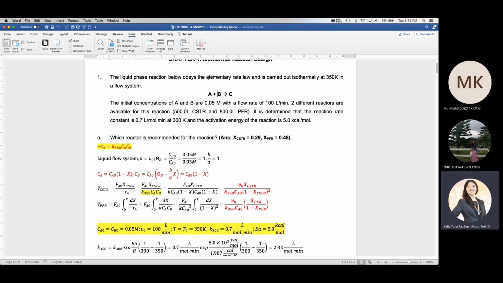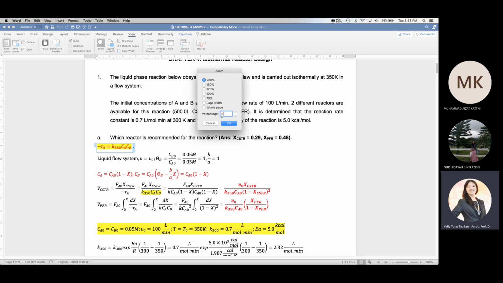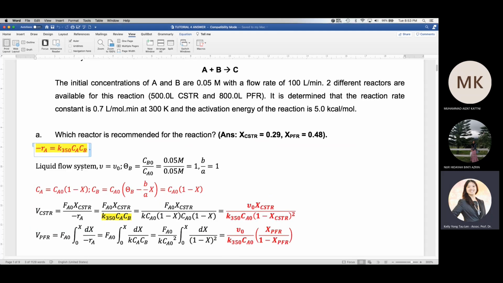However, kalau dia elementary yang paling senang, katakan kalau soalan ni dikatakan the reaction obeys elementary rate law. So maksud dia rate law dia minus RA equals to K. K mesti ada. K is always there. Sekejap saya besarkan. Macam kecil sangat lah. Okay. So rate law dia minus RA equals to K.